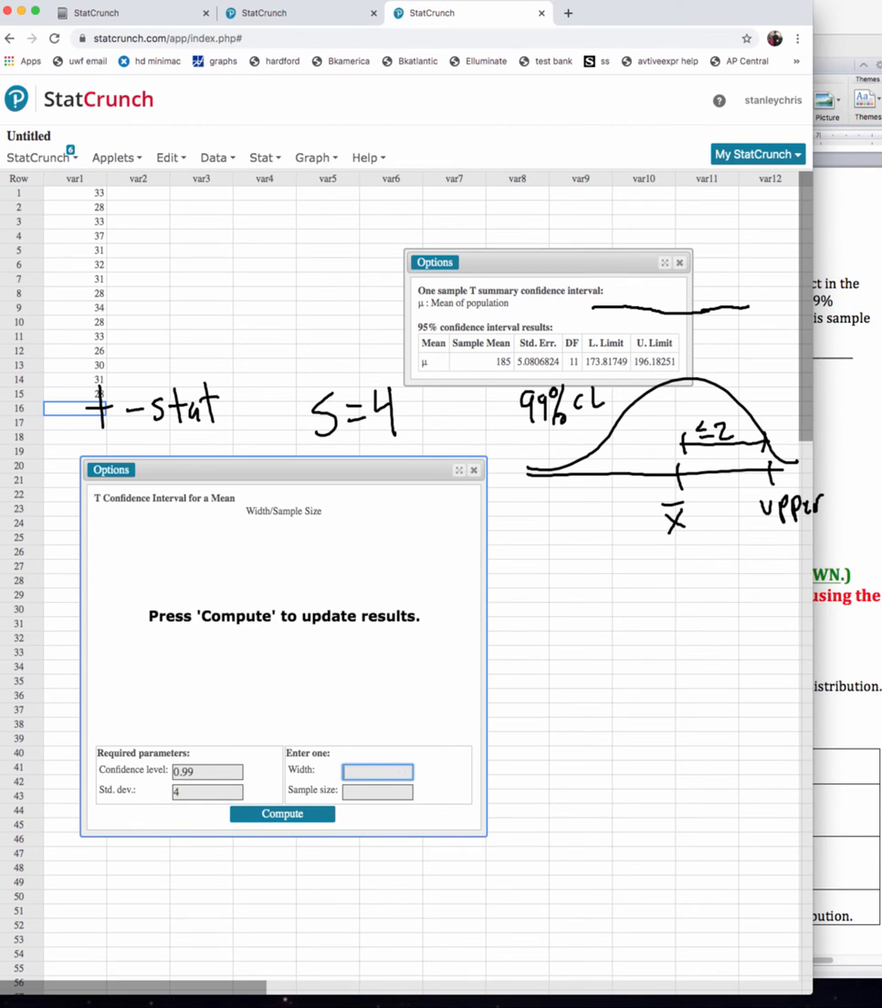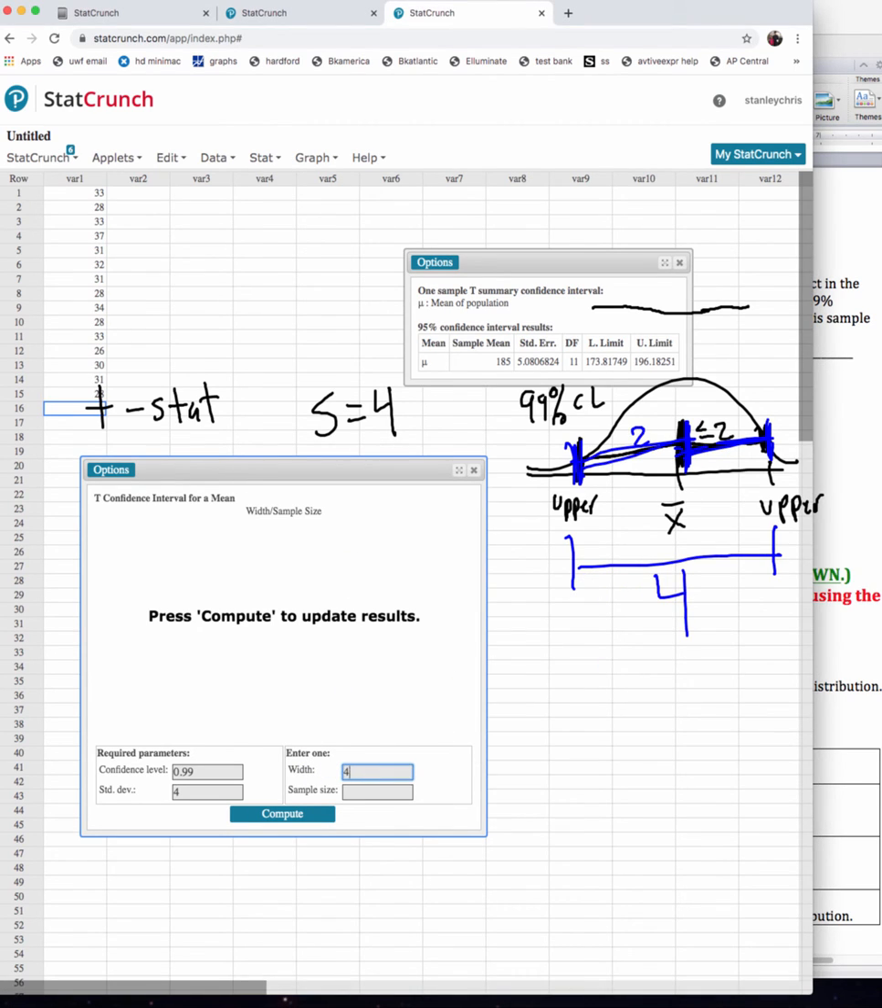The width is going to be double the margin of error. Let me show you how it works. I have a nice picture right here. So if this could be 2 at most, then the distance from the sample result, which we don't know yet, to the upper is allowed to be 2. So this is allowed to be 2. Let me change the color. This is allowed to be 2. And this is also allowed to be 2. For a total of 4. That's why your width is 4.